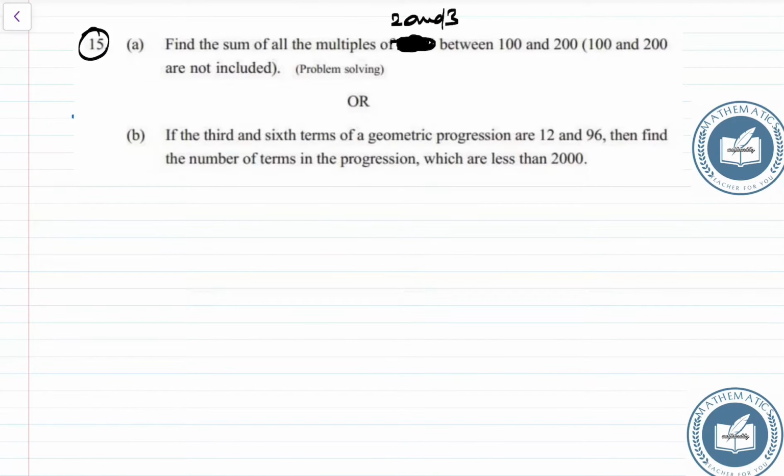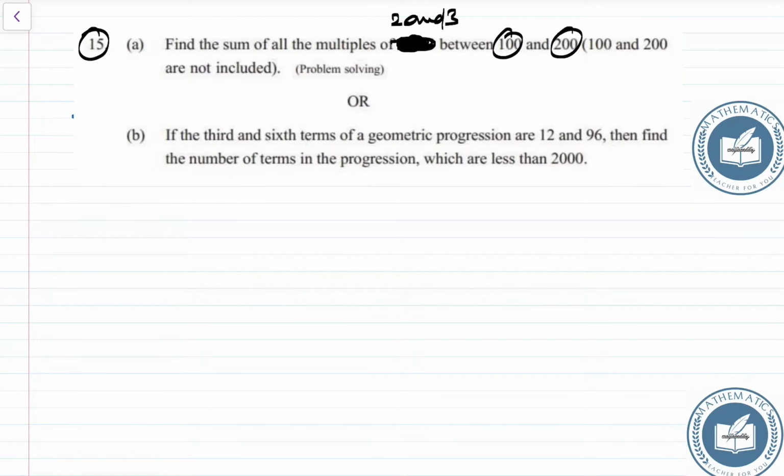Find the sum of all the multiples of 2 and 3 between 100 and 200. Between here means 100 and 200 are excluded, so not included. We have to find the numbers in between. One more thing to remember: 2 and 3 means a number that is divisible by 2 and 3, so that is a multiple of 6. Here we have to find all the multiples of 6 between 100 and 200. That is the question here.